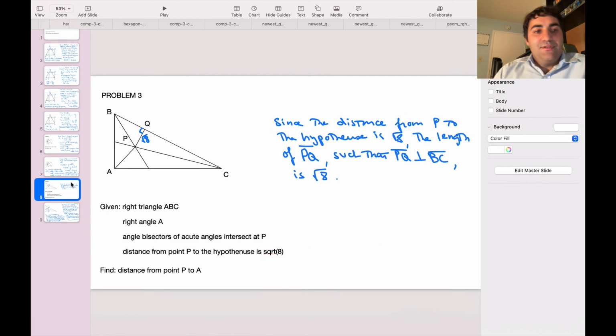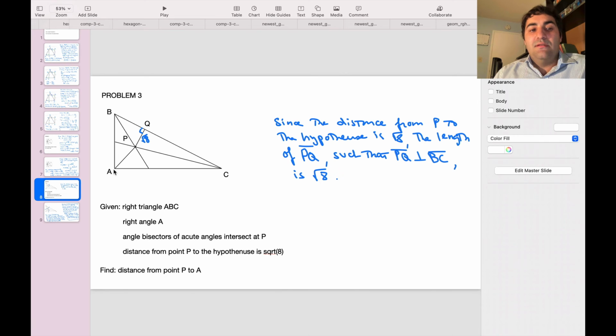This last problem was kind of tricky, but I enjoyed solving it. So we're given a right triangle ABC with right angle A, and then we have these angle bisectors of the acute angles that intersect at point P, and we know the distance from point P to the hypotenuse is square root of 8. So we want to find the distance from point P to point A, or the angle A right here.